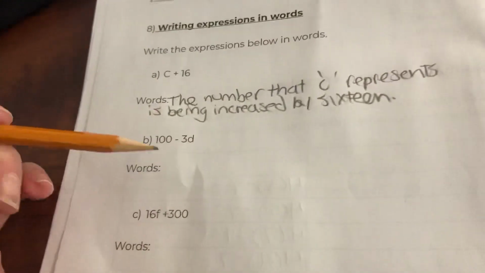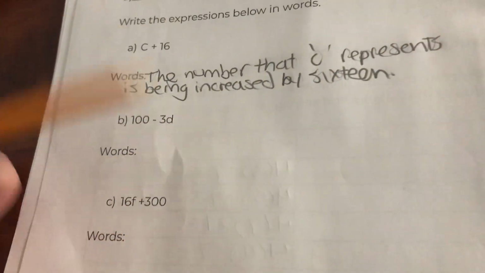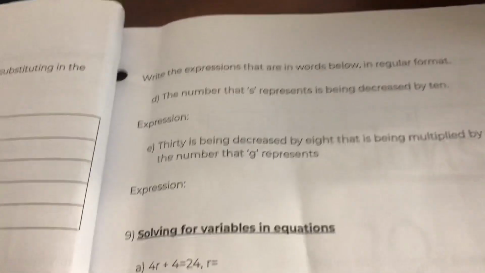Writing expressions in words, we did lots of practice with this last week as well. So how we would write something like this is we would say the number that C represents, that's always how we describe variables, is being increased by 16. Okay, so I know you guys can do these examples. Again, if you have to go back, there's lots of examples of how to do these in the presentation from last week. So you can locate that.